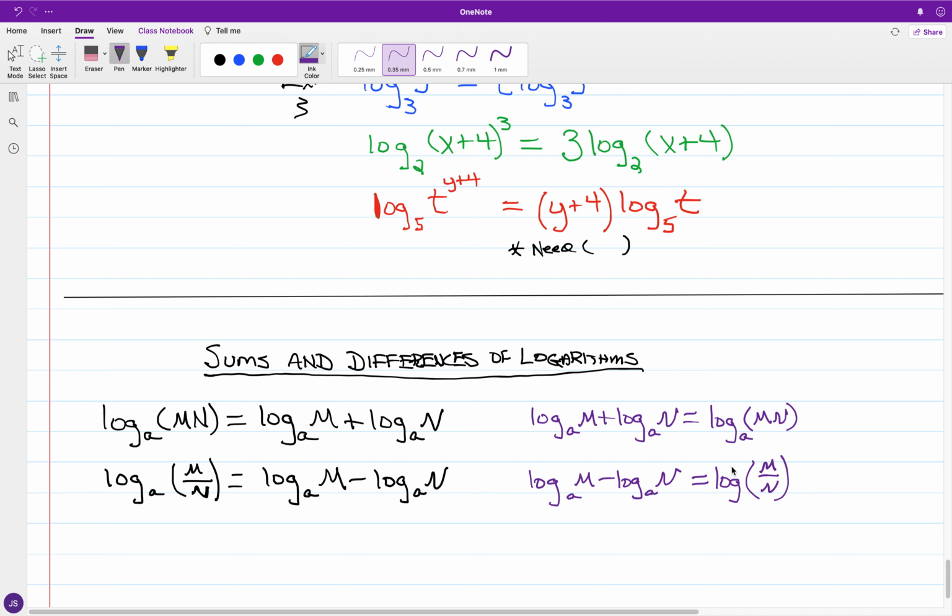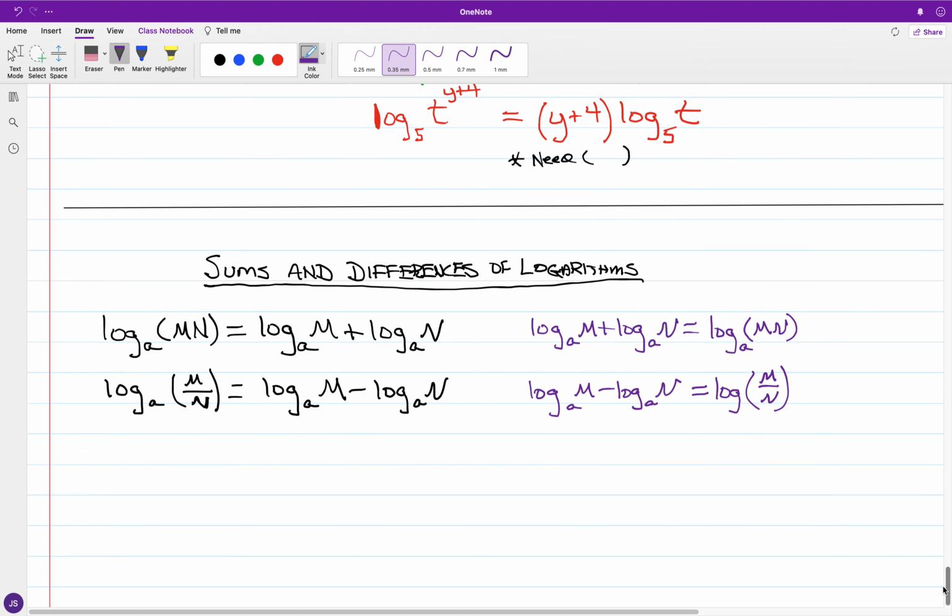And let me just give you just a couple of quick samples here. Okay, say if I'm looking at expressing as sums or differences of logarithms.